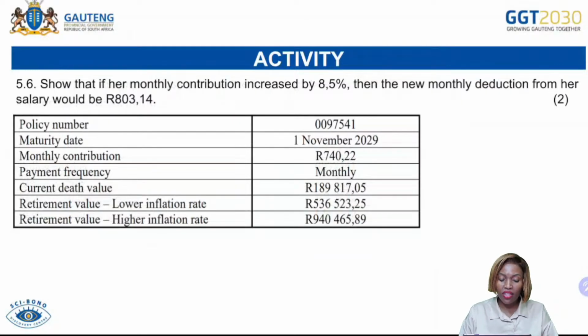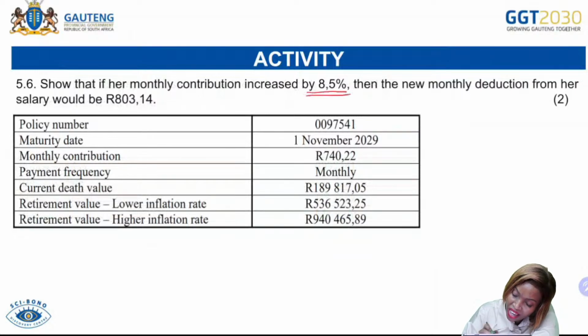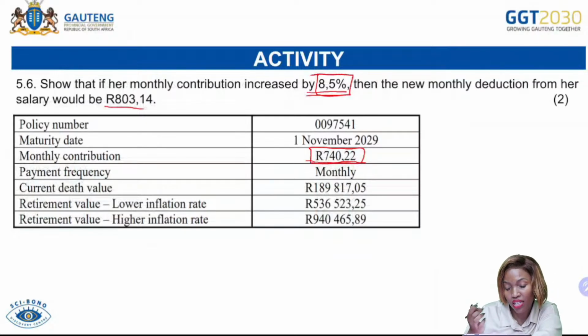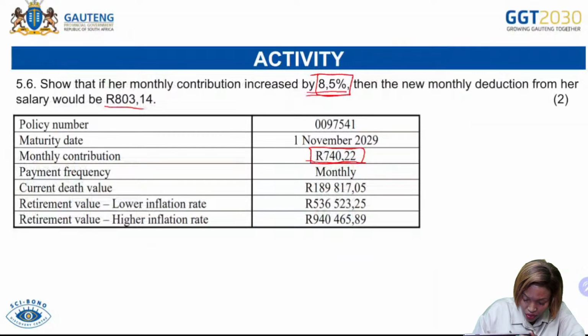5.6, show that if her monthly contribution increased by 8.5%, then the new monthly deduction from her salary would be 803 Rand and 14 cents. What is her current monthly contribution? It is 740 Rand. So what must we do? We must increase it by 8.5%. After increasing it, we find the increase, then we add the increase to the original amount. Then it will give us the new amount. So let's find the increase.